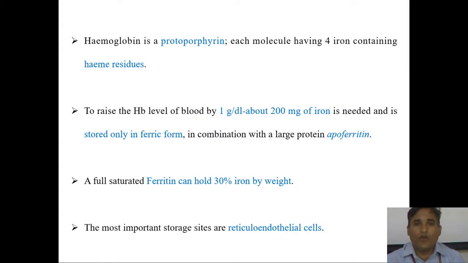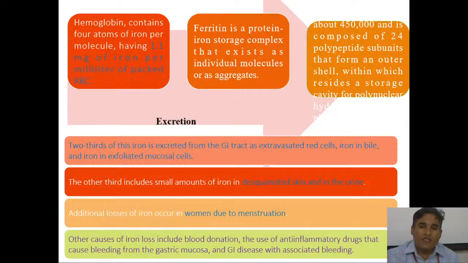Hemoglobin is a protoporphyrin molecule having 4 iron-containing heme residues, and to raise the hemoglobin level by about 1 gram per deciliter, about 200 mg of iron is required. Full saturation of ferritin holds 30% iron by weight. Ferritin is the basic moiety that stores iron, and the other stores are the reticuloendothelial cells, that is the liver, spleen, and bone marrow.